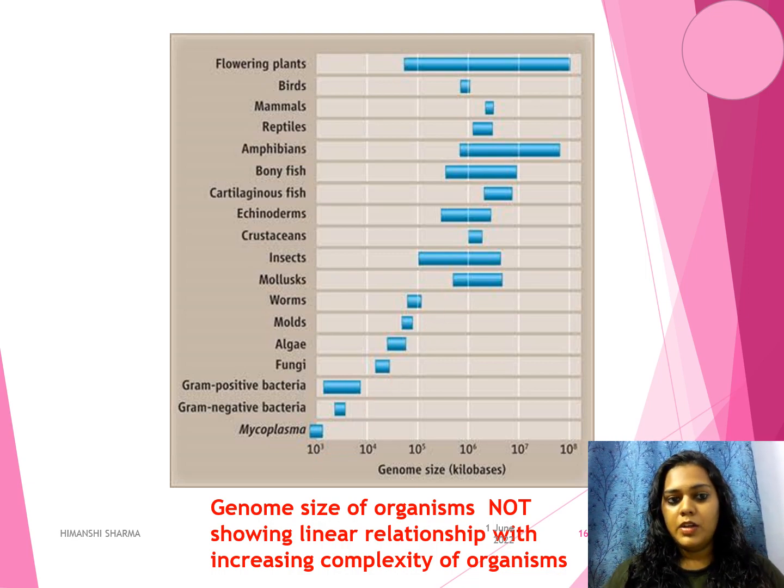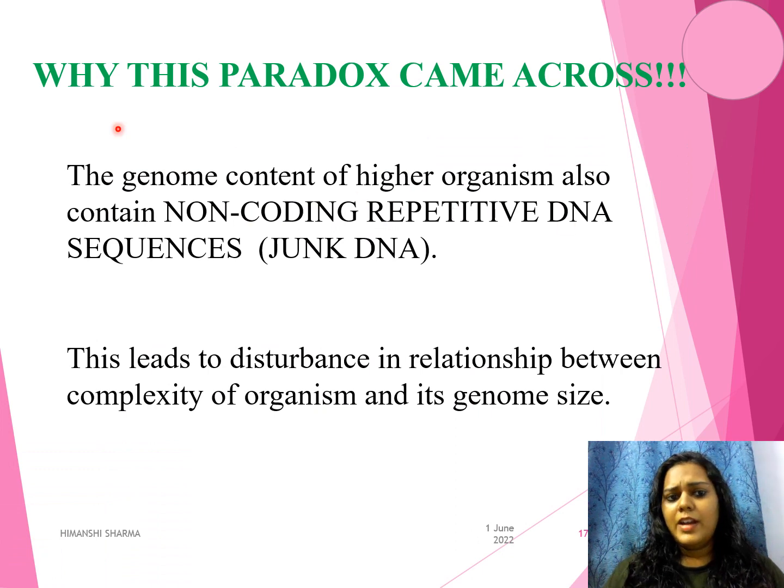Now moving on. Why did this paradox come across? The genome content of higher organisms, like we mammals, also has non-coding repetitive DNA sequences called junk DNA. This leads to a disturbance in the relationship between the complexity of an organism and its genome size.